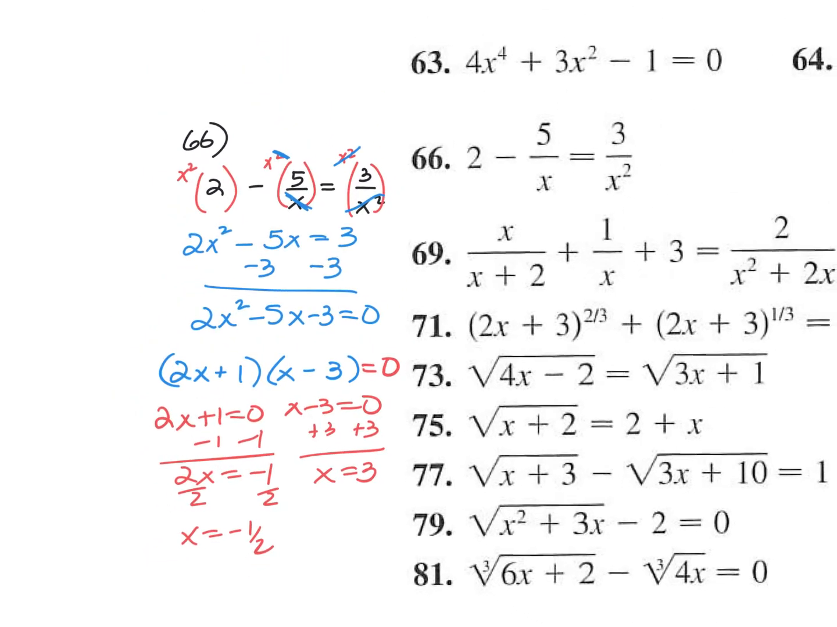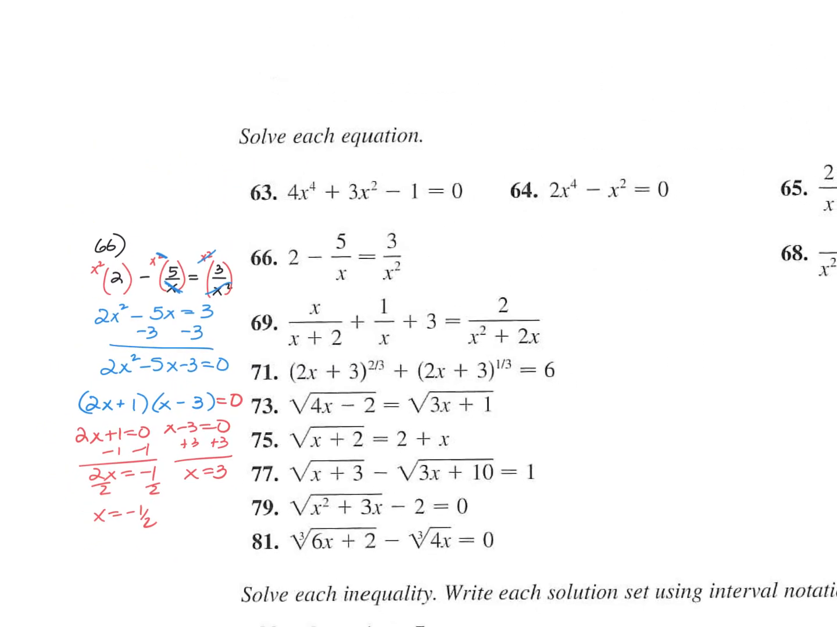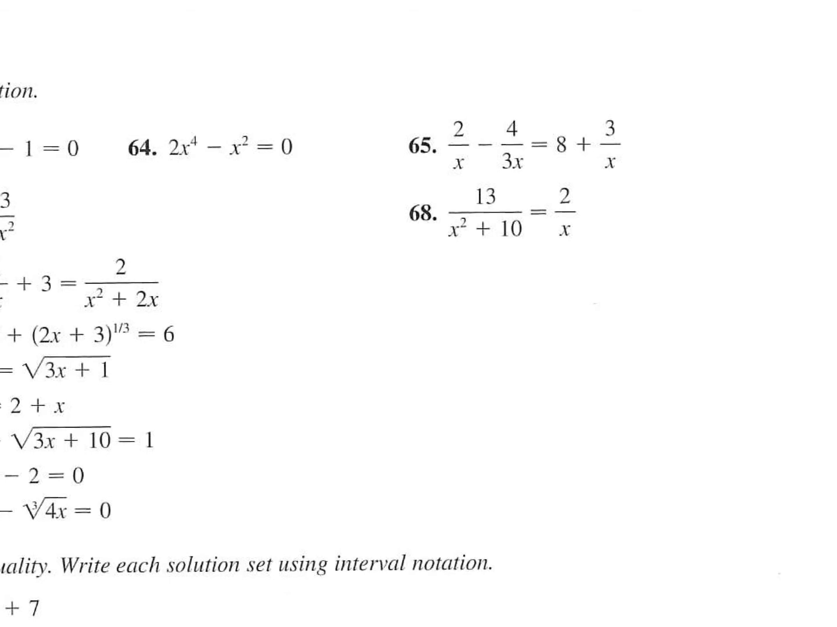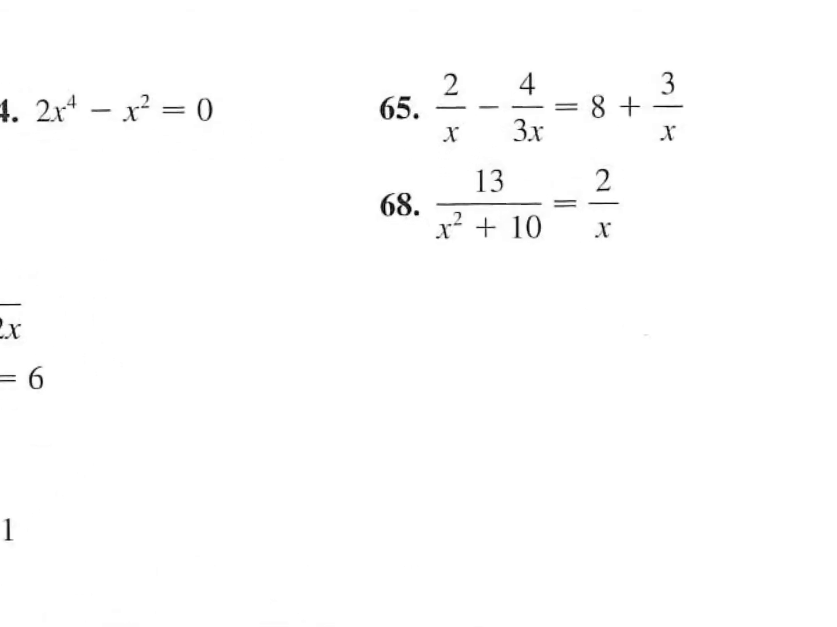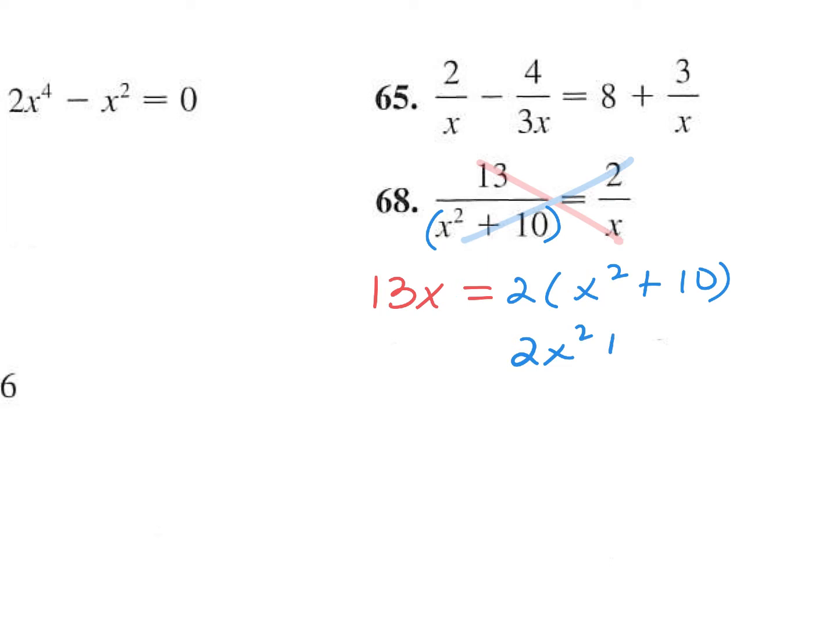The next one is going to be number 68. For this one, I'm just going to treat this as a proportion. I'm just going to go ahead and cross multiply here. And I could multiply this times this and this times this. So then I'm left with 13x. And then I have to distribute the 2 to this whole thing. So it's really going to become 2 times x squared plus 10 becomes 2x plus 20.